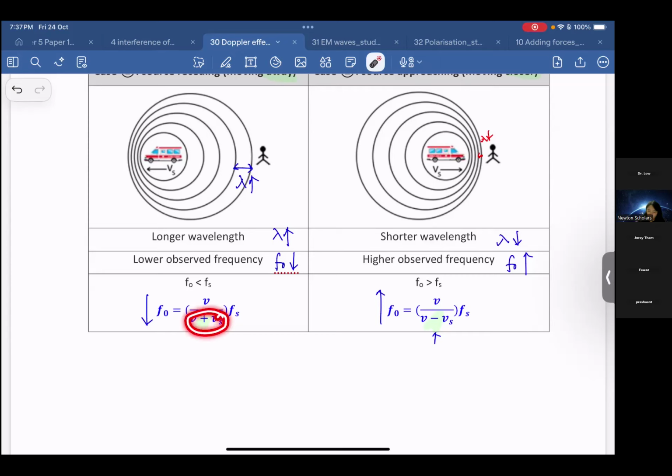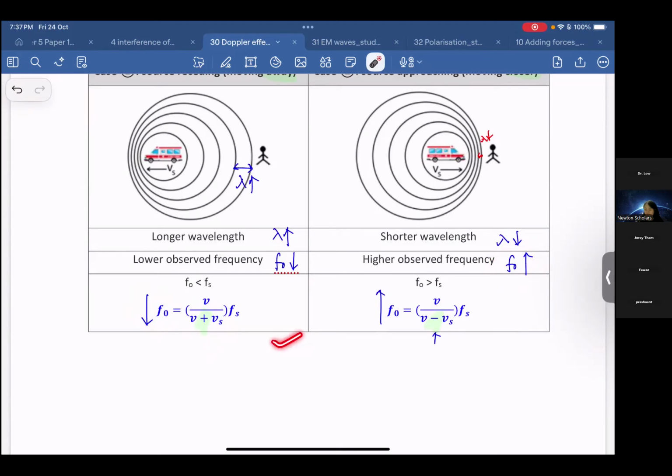So here, we should use plus: the speed of sound plus the speed of the source. So at the bottom, the value is divided by a big value, so your observed frequency will decrease. In another way, if the source is nearer to us, the observed frequency will increase. So the bottom part should be a small value, so we put a negative.